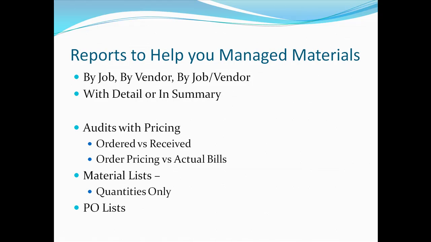You'll also find that there are reports in here that will help you to manage the material process. So we can see these by job or by vendor or by job and then by vendor. We can see all the detail, or we can just see the summary information. We have audits that will show you what was ordered versus what was received, the order pricing versus the actual pricing. You'll be able to see material lists with just quantities and not pricing. You'll be able to see PO lists to verify what you've actually ordered for a particular project.